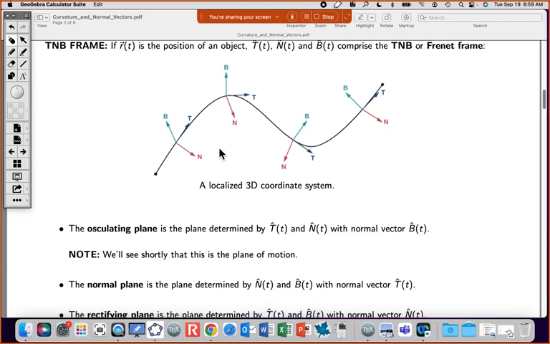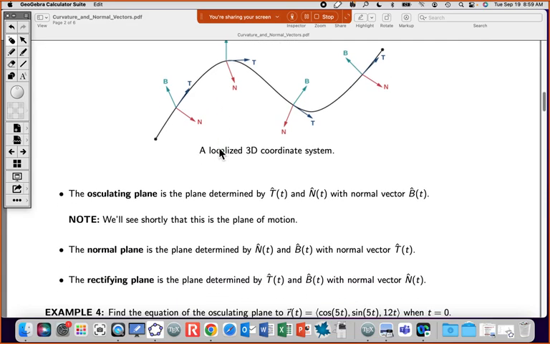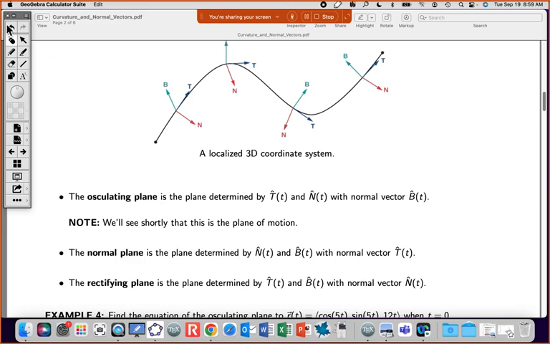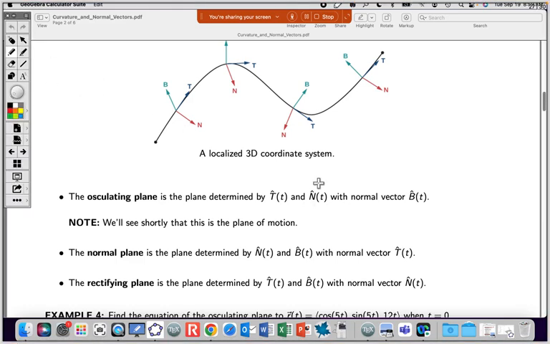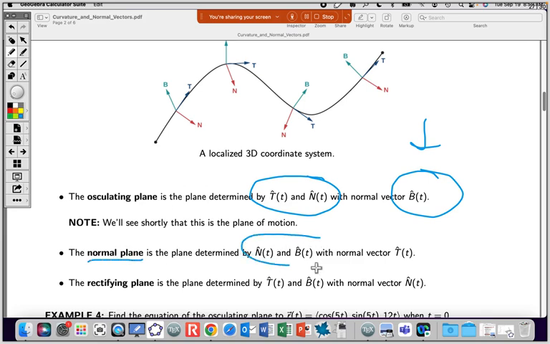But here it is. You basically have three planes. The osculating plane is the plane determined by t hat and n hat, so that's got normal vector b. We'll see that's the plane of motion in just a second, because we should have time to do the proof. The normal plane is the plane determined by the two normal vectors.